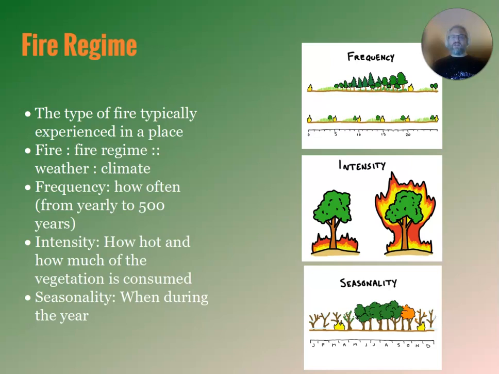And when we're describing a fire regime, there are three major things that we use to define a fire regime and use to compare different fire regimes to each other. So these are frequency, intensity, and seasonality.